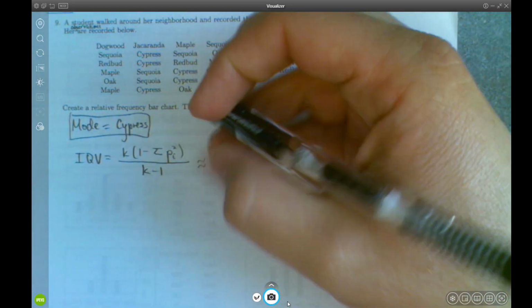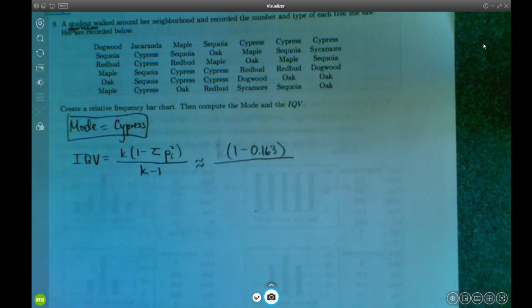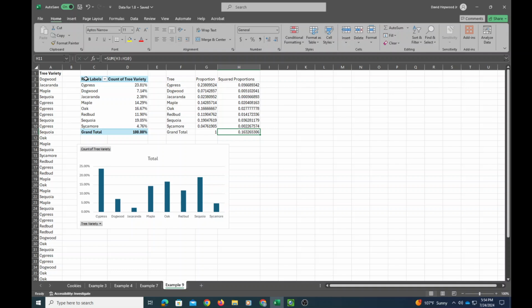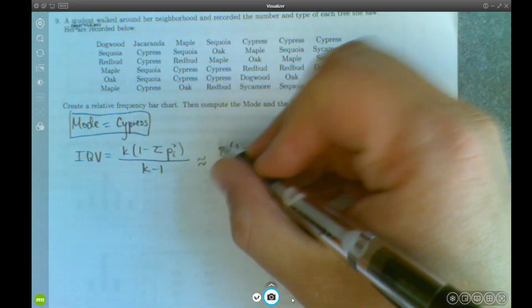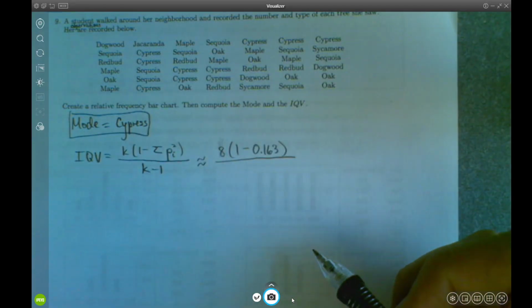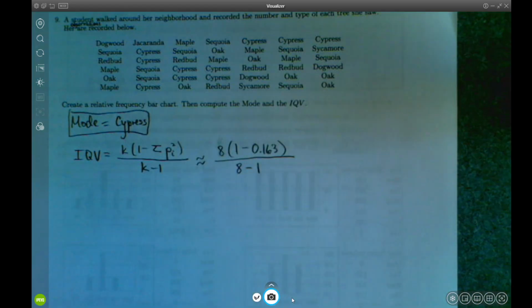Oh, and I can replace k, of course. For k, we need to know how many different tree varieties there were. So looks like there were 1, 2, 3, 4, 5, 6, 7, 8 different tree varieties. So this would be 8 times 1 minus 0.163, all over 8 minus 1.